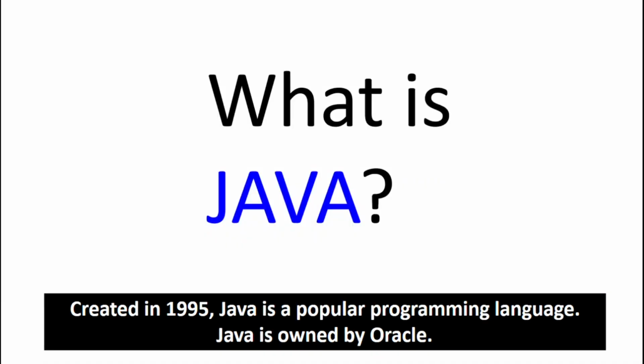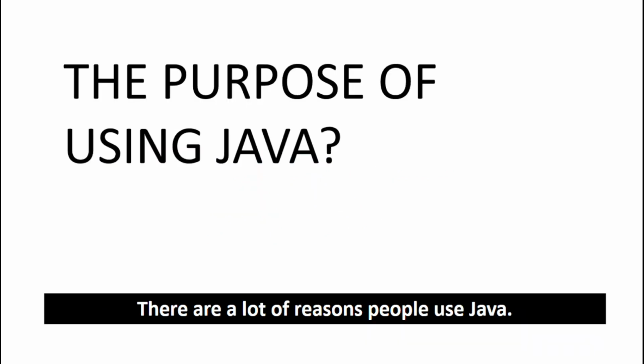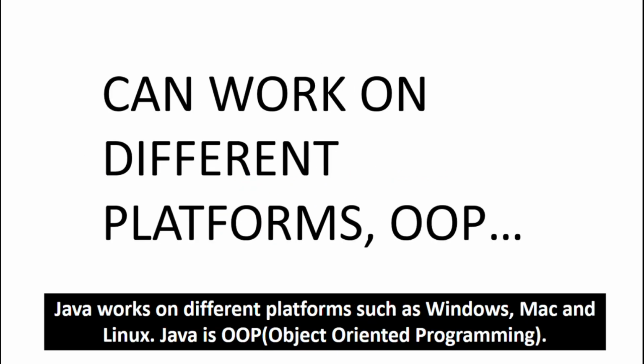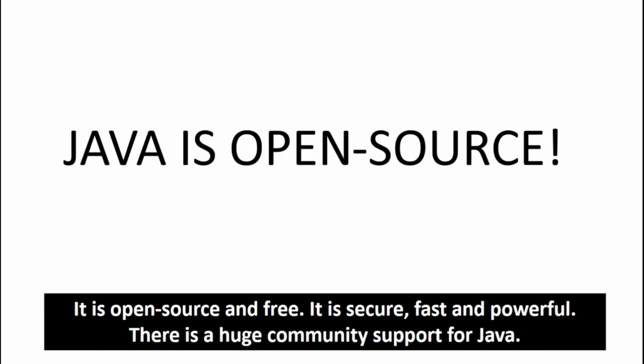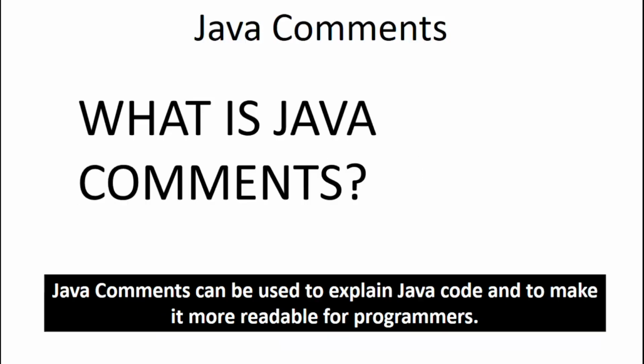Created in 1995, Java is a popular programming language. Java is owned by Oracle. There are a lot of reasons people use Java. Java works on different platforms such as Windows, Mac, and Linux. Java is OOP, Object-Oriented Programming. It is open source and free. It is secure, fast, and powerful. There is huge community support for Java.